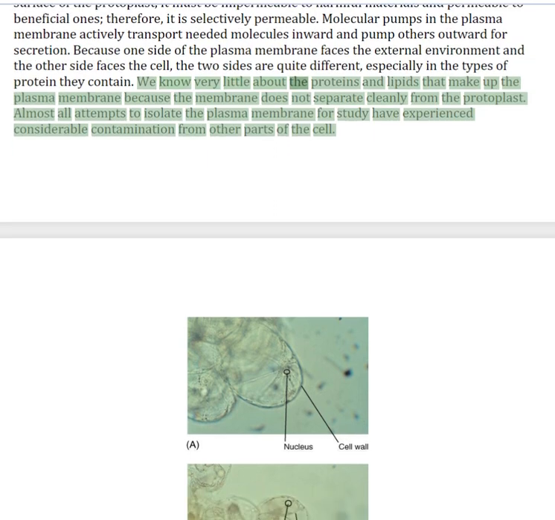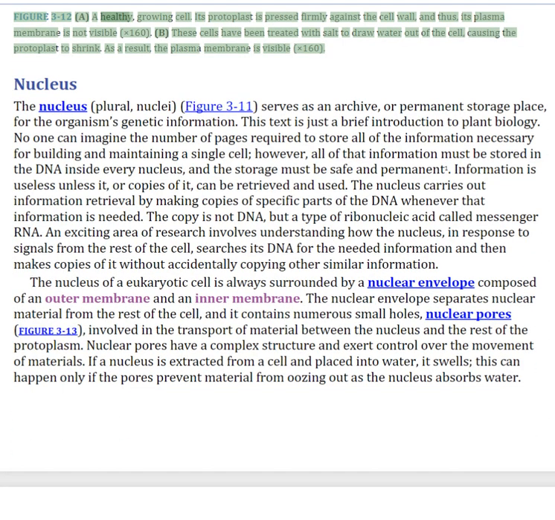We know very little about the proteins and lipids that make up the plasma membrane because the membrane does not separate cleanly from the protoplast. Almost all attempts to isolate the plasma membrane for study have experienced considerable contamination from other parts of the cell. Figure 3.12: A healthy, growing cell. Its protoplast is pressed firmly against the cell wall, and thus its plasma membrane is not visible. These cells have been treated with salt to draw water out of the cell, causing the protoplast to shrink. As a result, the plasma membrane is visible.